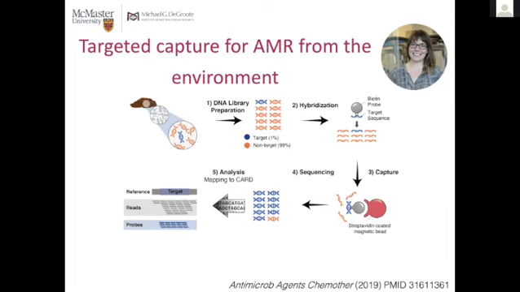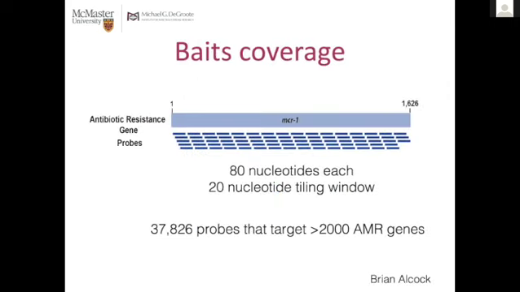So the way that we did this is we actually tiled it. We made probes every 80 nucleotides across, and then we would tile them across. So every gene that we selected has a large amount of redundant coverage. We made about 40,000 probes targeting 2,000 genes that we found in CARD.